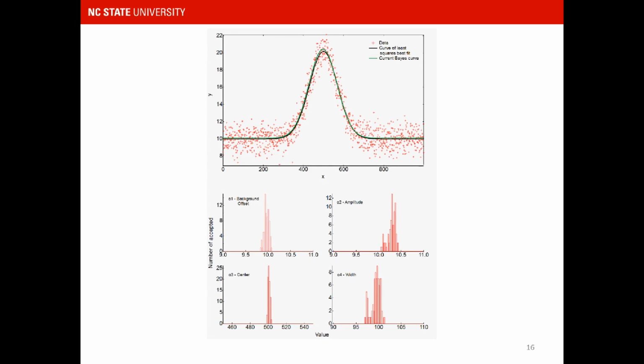The curves are green if they were made by an accepted candidate and red otherwise. Each time we see a green curve, the histograms in the bottom panel are populated with an accepted candidate for each alpha.